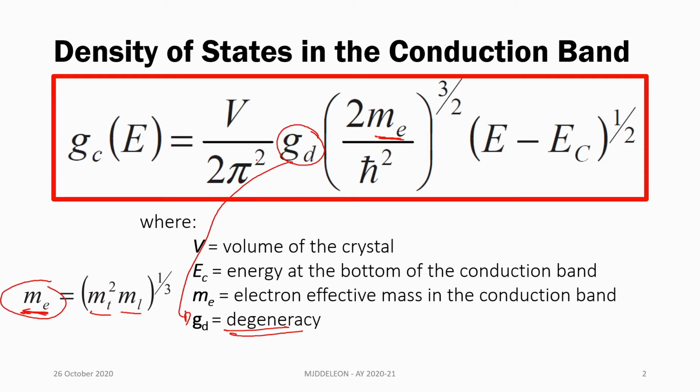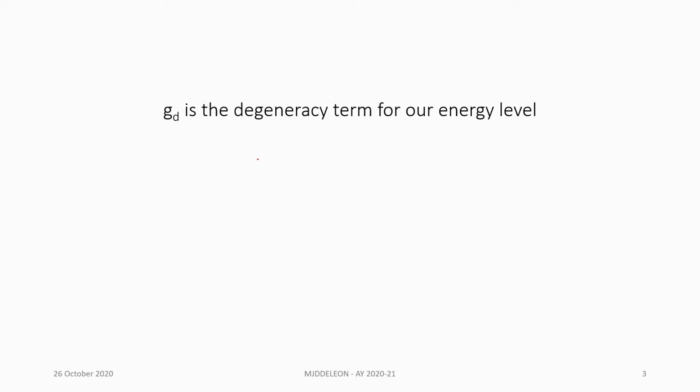Anyways, now let's go back to the degeneracy. Ang degeneracy natin, na encounter natin yan before, yung GD, this is the degeneracy term for our energy level. So in this case, degeneracy term for the bottom of the conduction band.